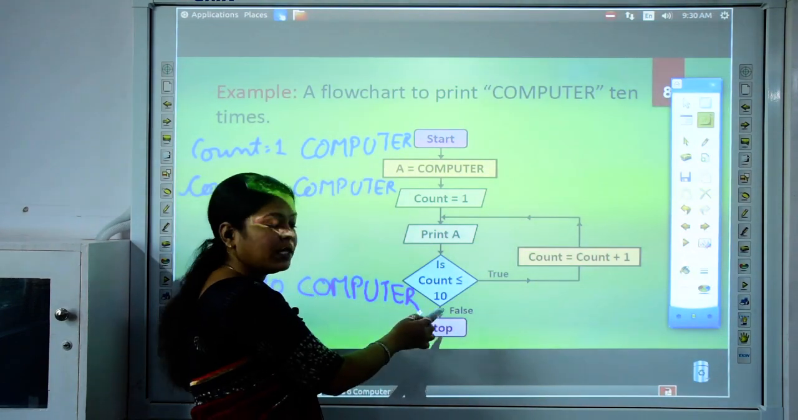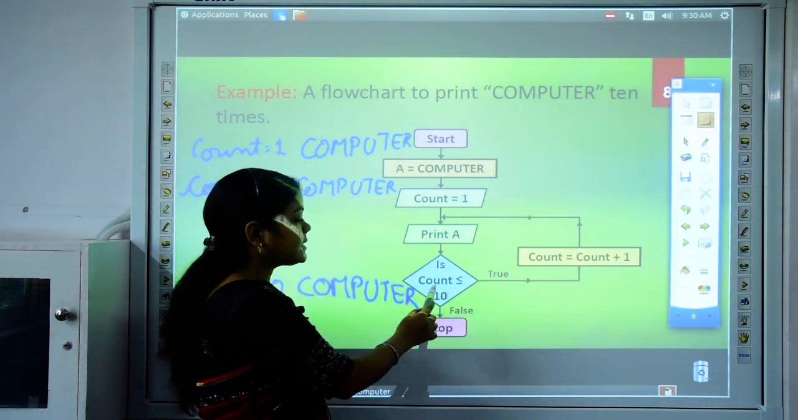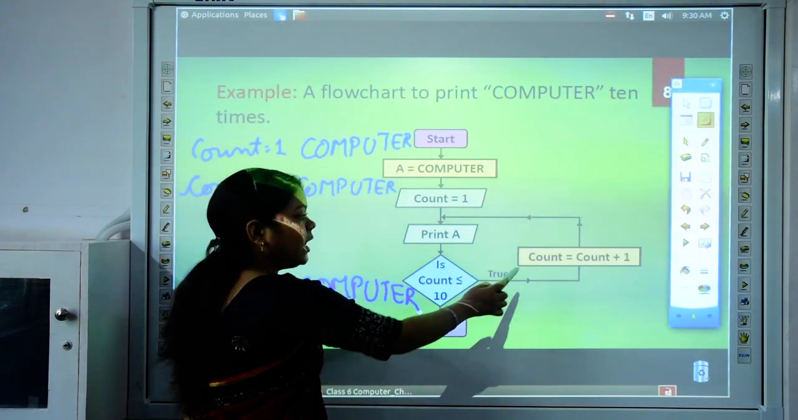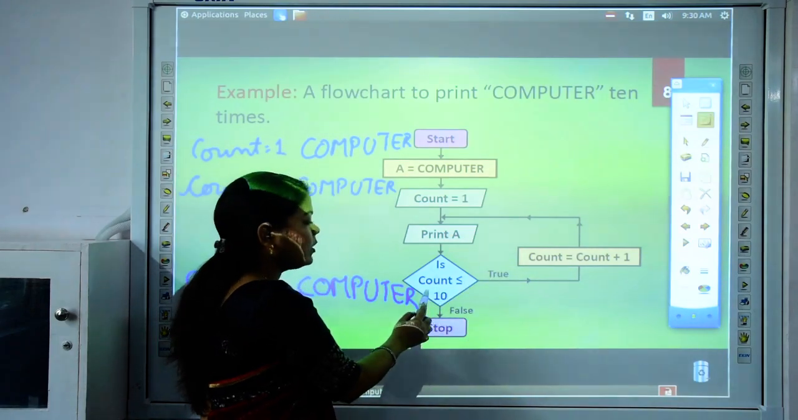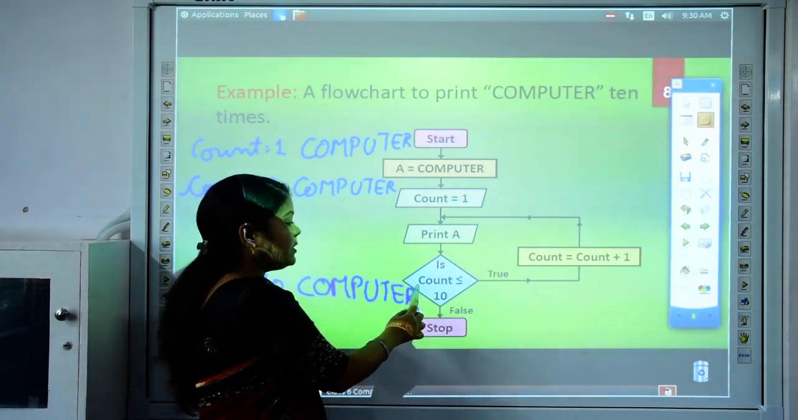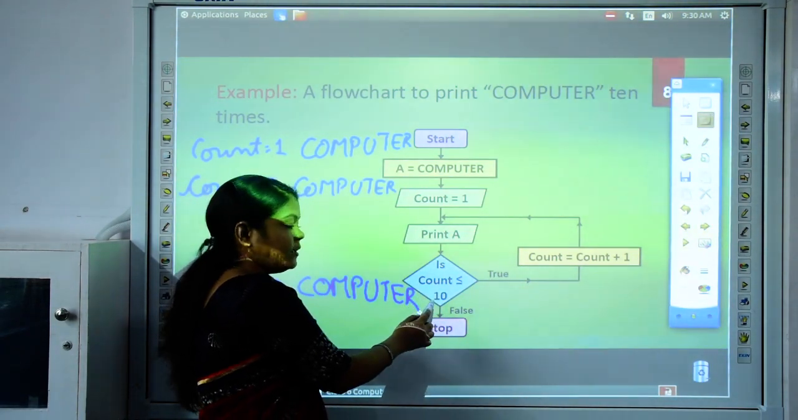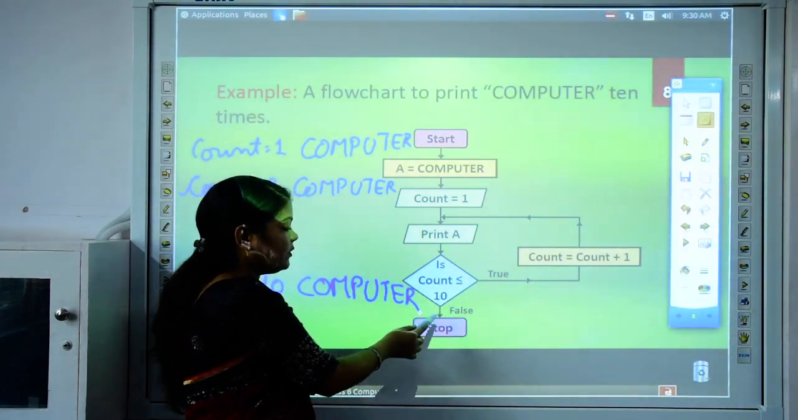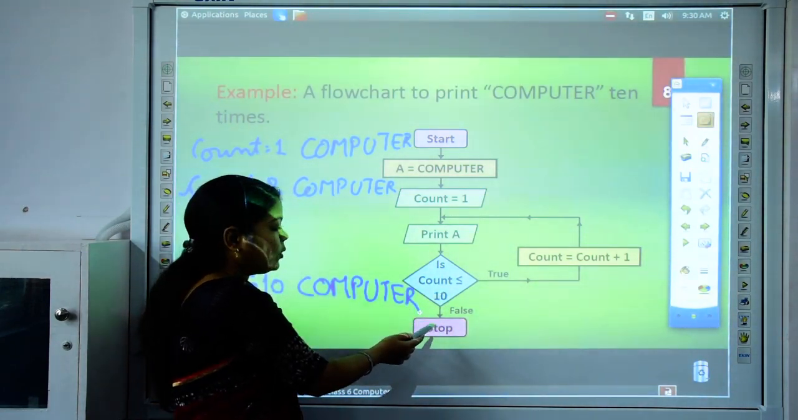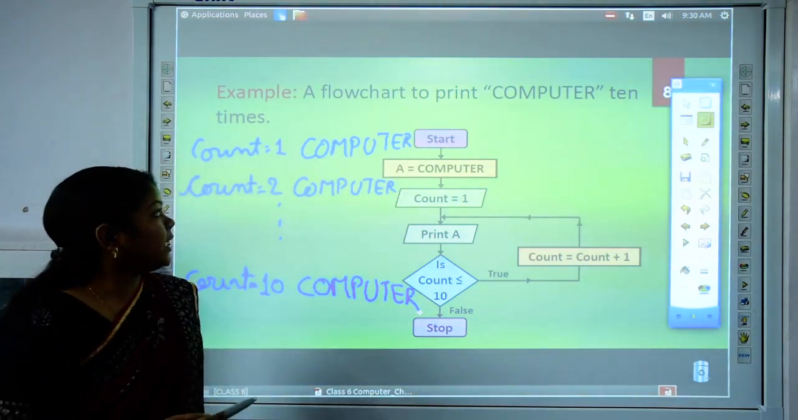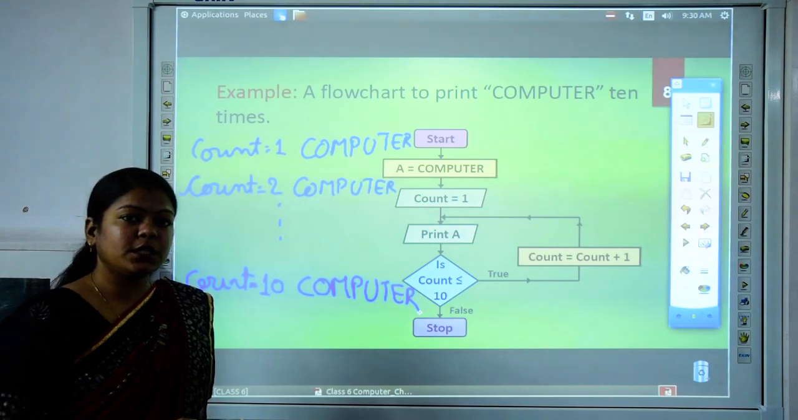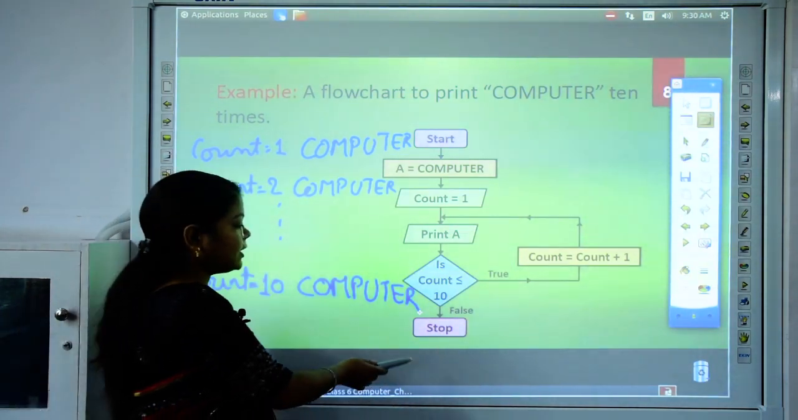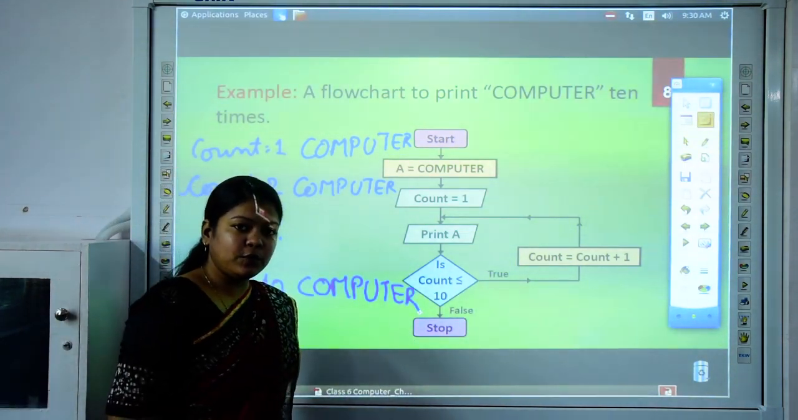This is your decision box. Here again we have to check the condition, is count less than or equal to 10, and as we have already seen here, count became 11. So the condition is false because 11 is not less than or equal to 10. So our condition becomes false. We will move to the stop box. So this is the way to print computer 10 times using the flow chart. Now we will see this stop box in the flow chart.